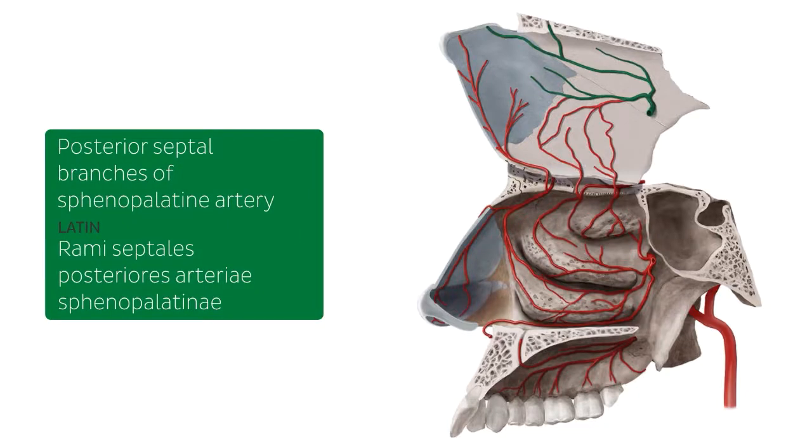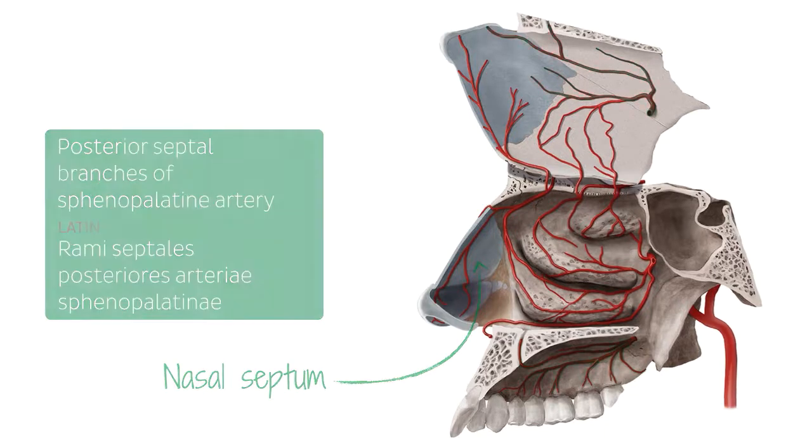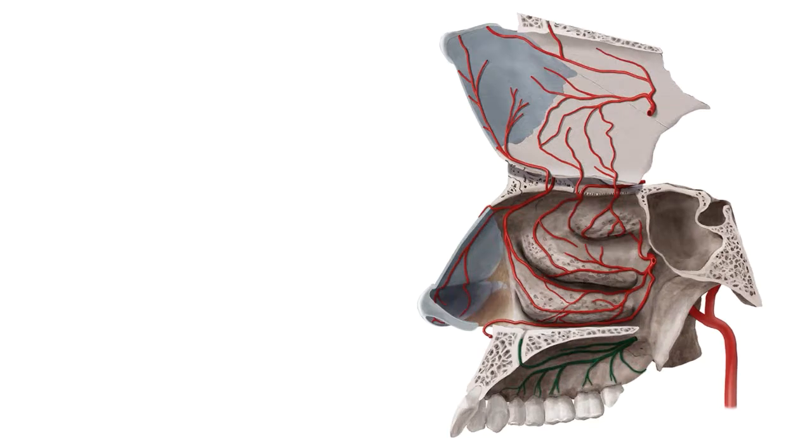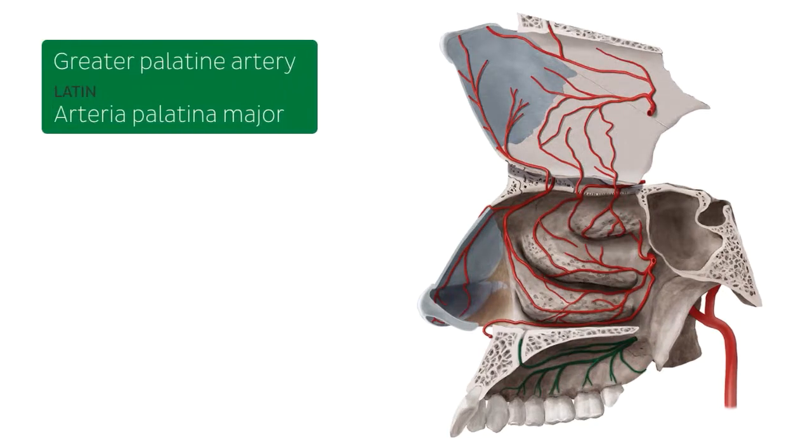In this illustration, the medial wall of the right nasal cavity has been reflected upwards to show the nasal septum in the top part of the image. As you can see, the posterior septal branches supply the posterior aspect of the septum. Let's now look at the other main branch of the maxillary artery, the greater palatine artery.